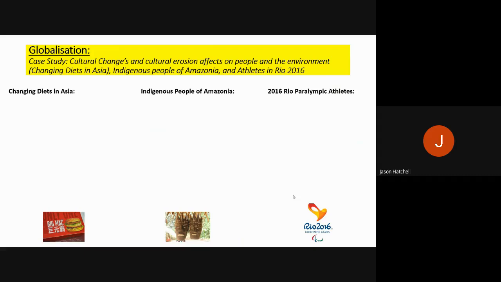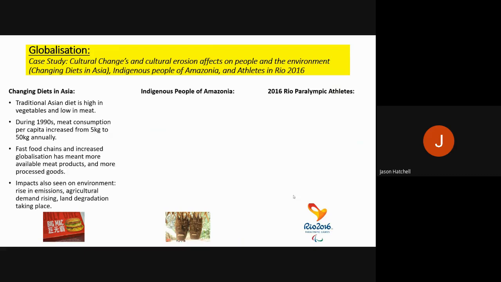You can see the image on the bottom left there is of something you will all know well, a Big Mac. But obviously in Asia, it is also provided as a food by McDonald's and slightly tailored. So traditional Asian diets were high in vegetables and low in meat. But during the 1990s, meat consumption per capita in Asia increased from 5 kg to 50 kg annually. So you can see the impact of globalization there straight away, and the westernization in terms of meat being transferred into Asian diets.